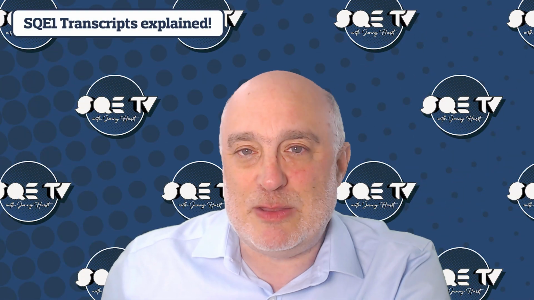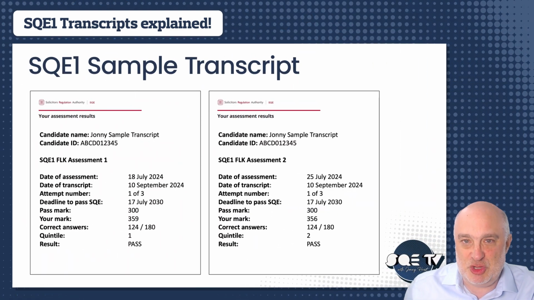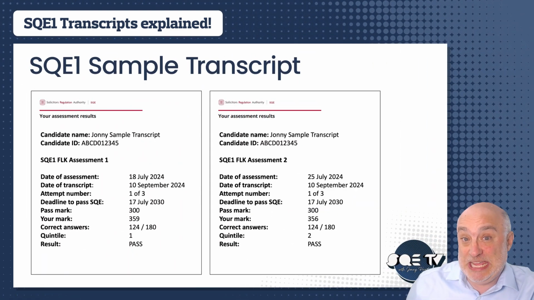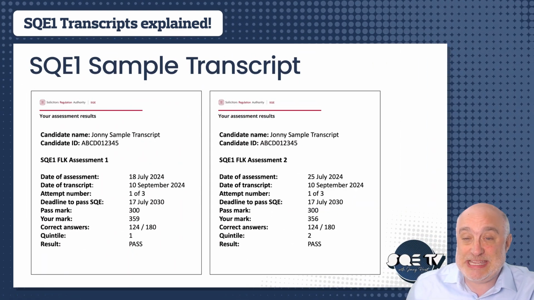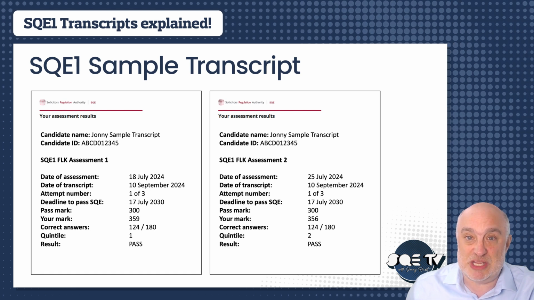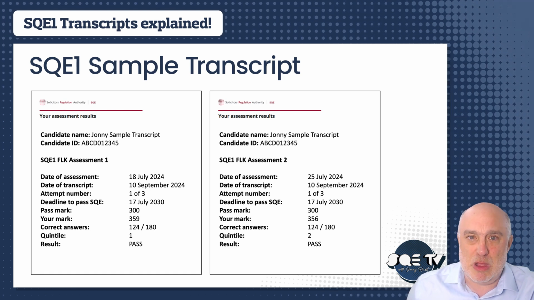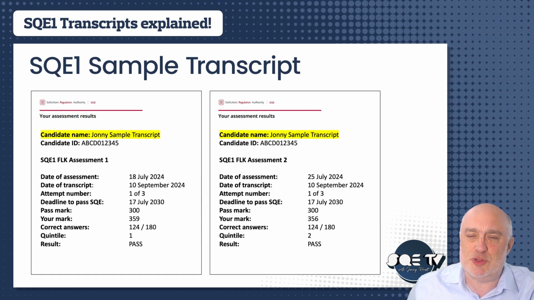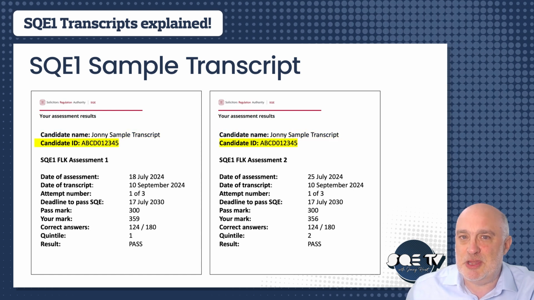So let's take a look at what a transcript looks like for the SQE1 assessments. And the first thing to say is that the one you can see in front of you is a mocked up version. It is not a real transcript of any student. Hence the reason why we've got the fictitious candidate name of Jonny sample transcript and a fictitious candidate ID.